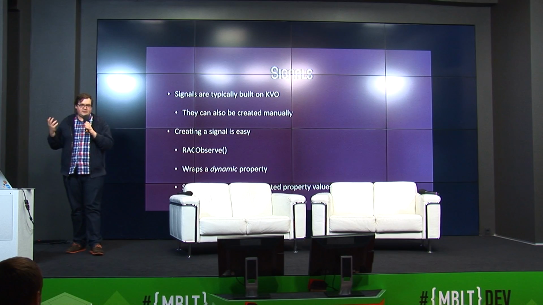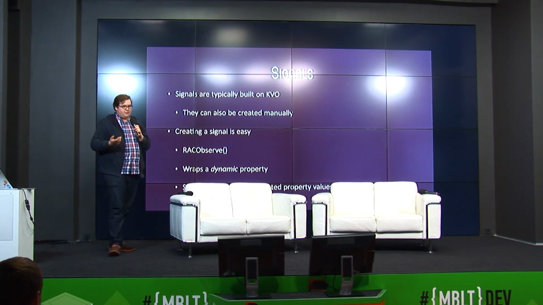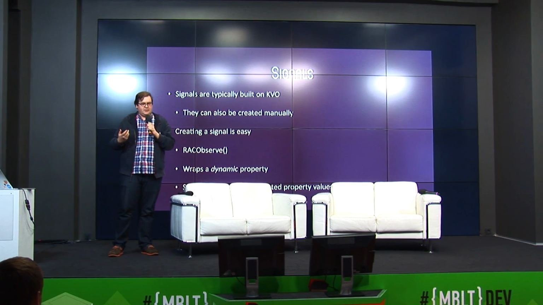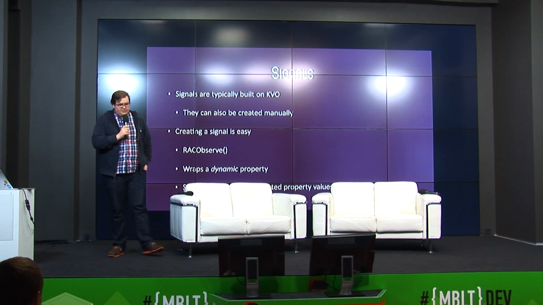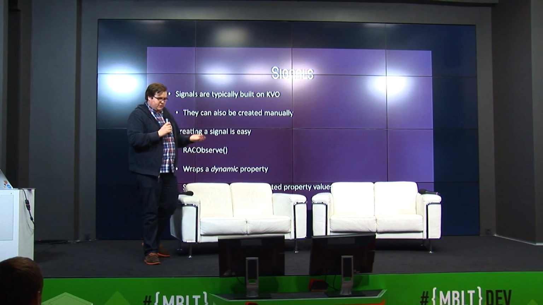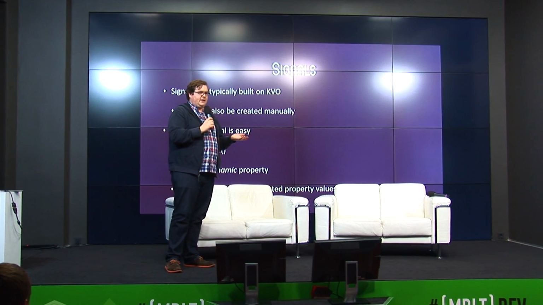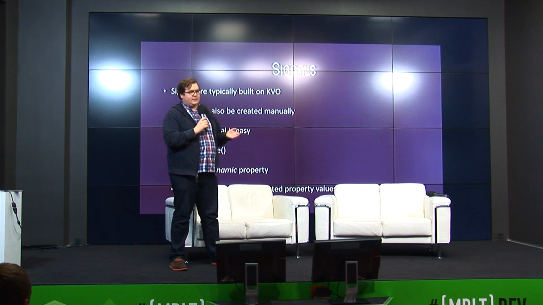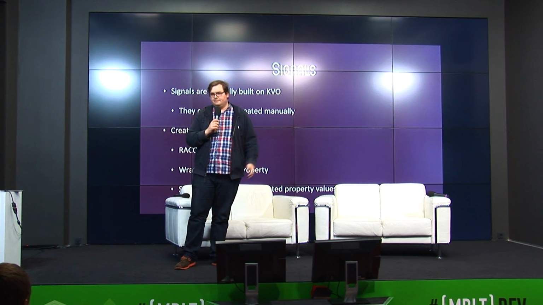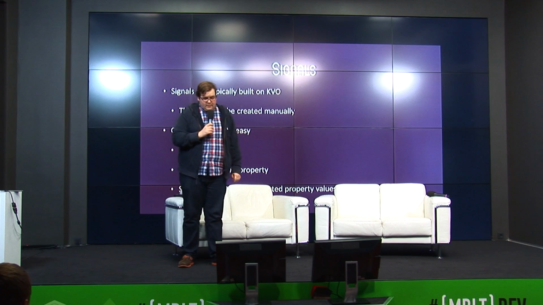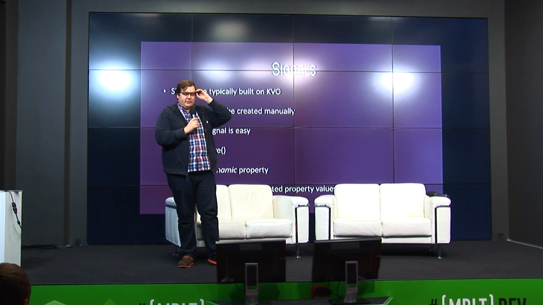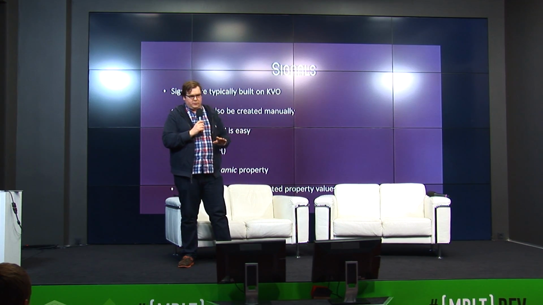So signals typically are built on key value observation. This is a technology that iOS developers should be pretty familiar with. Key value observation means that you can observe a model or an object, any object, and say, whenever this property on this object changes, send me a notification. Pretty simple. You can also create a signal manually, but most of the time we're using KVO.